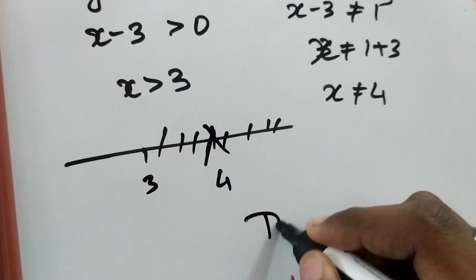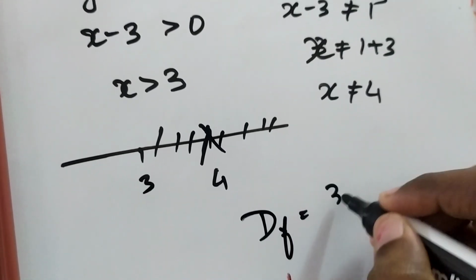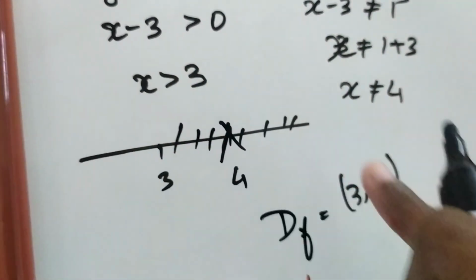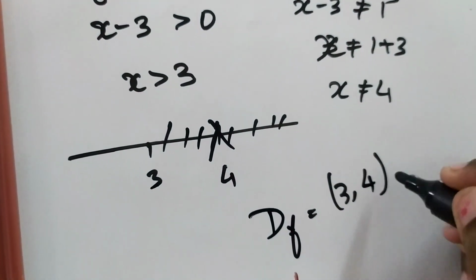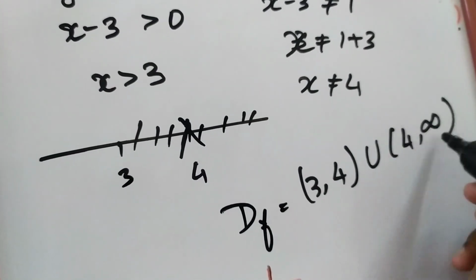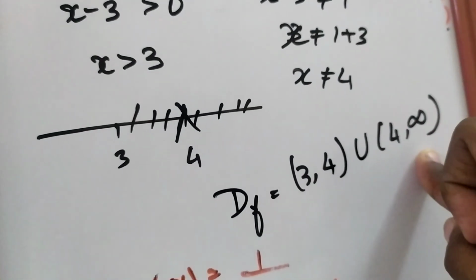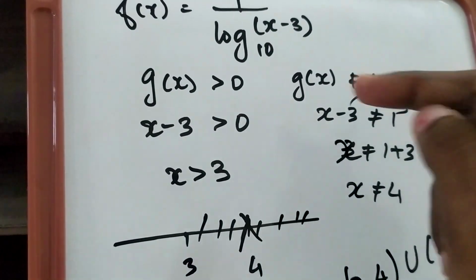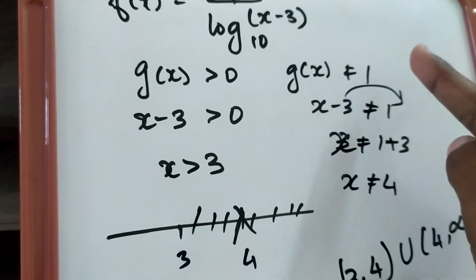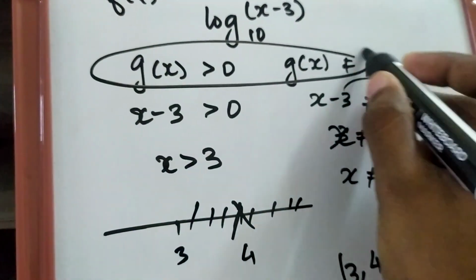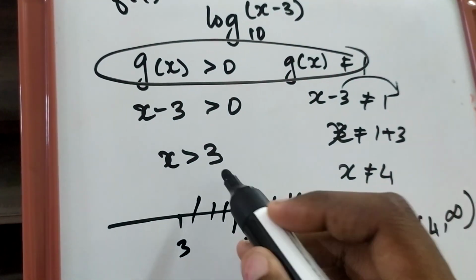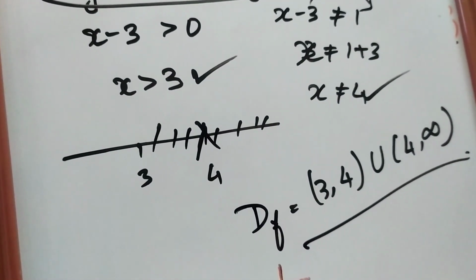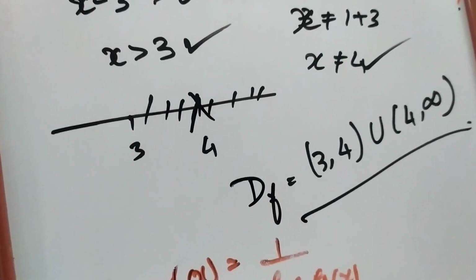What I can do is, for the domain, I can write it like (3, 4). We should not include 3 and we should not include 4. Union, we should not include 4, up to infinity. Okay, so the function f of x is equal to 1 by log of (x minus 3) base 10. Here g of x should be greater than 0, and g of x should not be equal to 1. That is the condition. So x is greater than 3 and x is not equal to 4. It will be (3, 4) union (4, infinity).